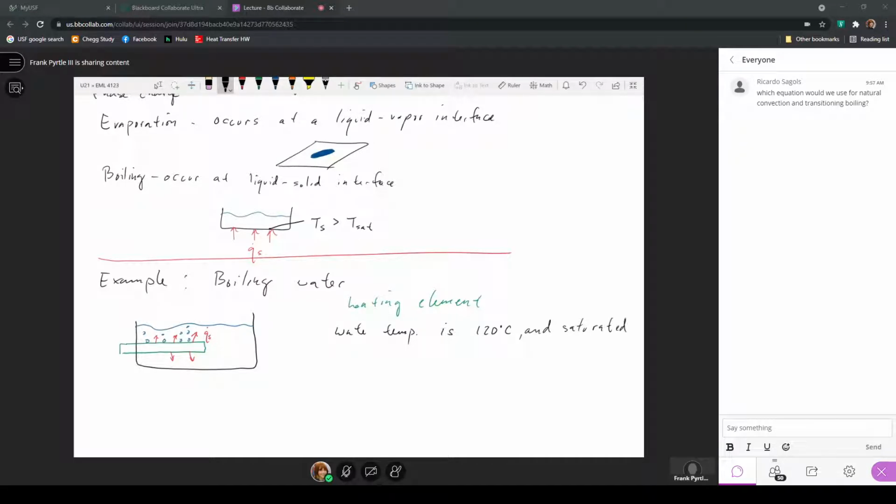meaning that it's just at a saturation condition. So if the water temperature is 120 degrees and saturated, that just means that there's a pressure around the water that's greater than atmospheric pressure, where the saturation temperature would just be 100 degrees. So if we increase the pressure, we would also increase the saturation temperature associated with it. And when we go to the tables, we can look at what that pressure would be. And here we want to consider that the heater surface temperature is 125 degrees C.